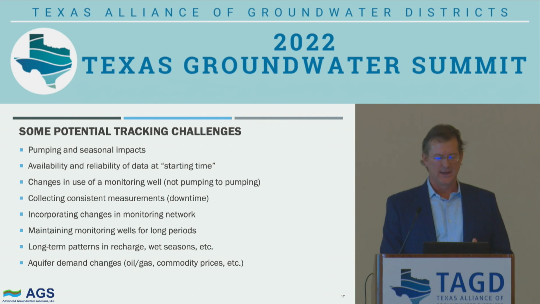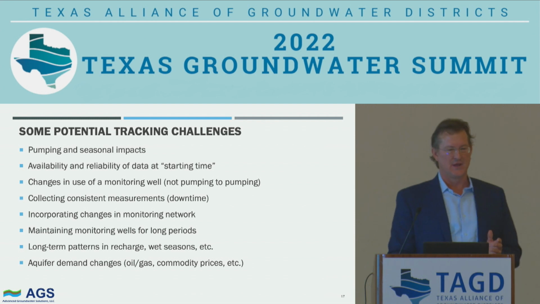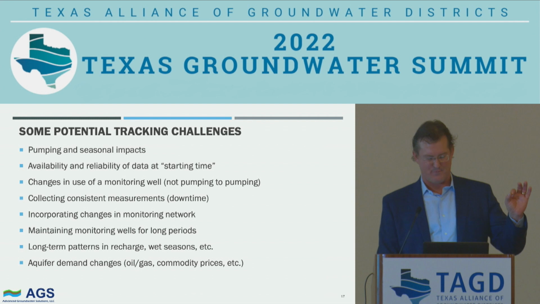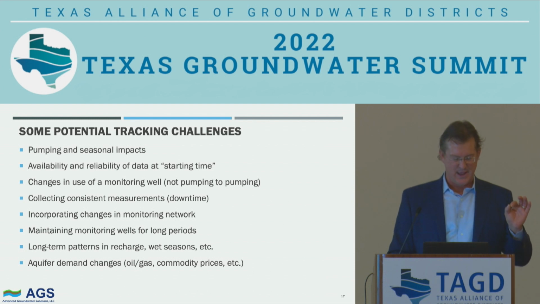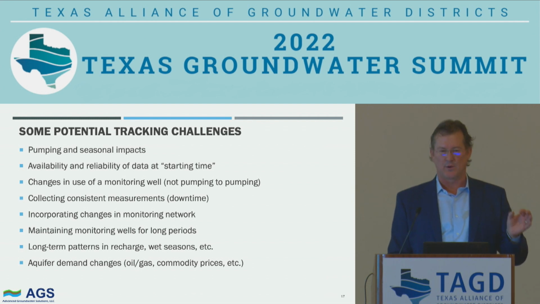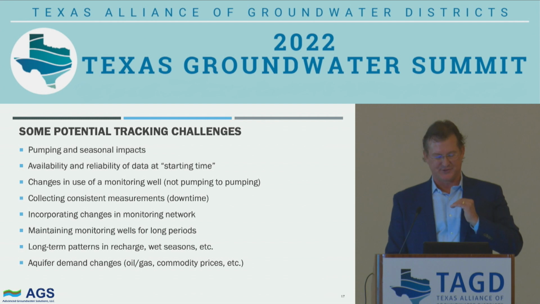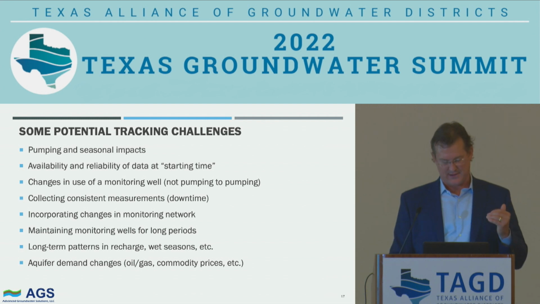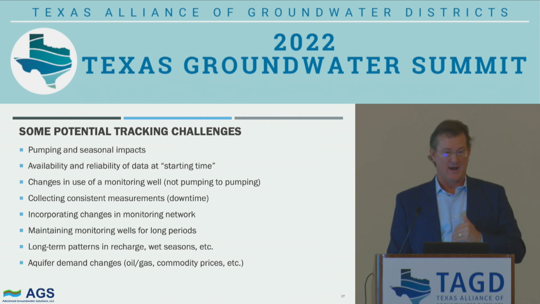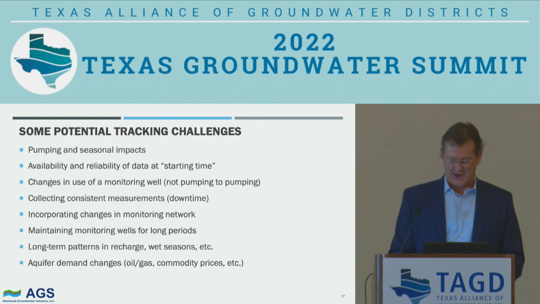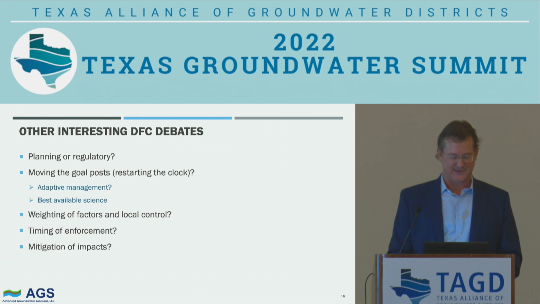Aquifer demands in some of the areas in West Texas, we know we're seeing impacts, and I've got 5 minutes. I'm going to leave for questions here shortly. In some of these areas where you've got big oil and gas production, and you've got fracking demands, those things are going to affect these trends and tracking and compliance potentially. Commodity prices, we've seen that over the decades when it comes to irrigation, and so those things probably need to be considered. Other interesting debates, and I don't have any answers here either.